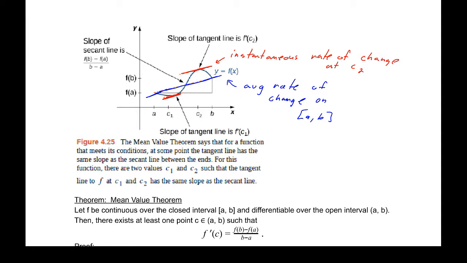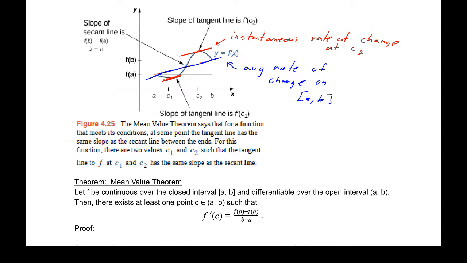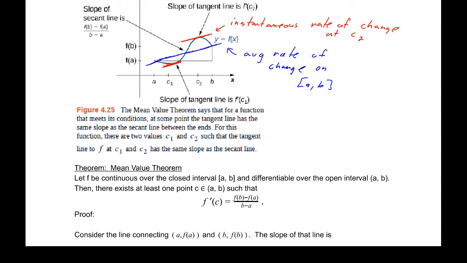So this says there is at least one point in the interval such that the instantaneous rate of change equals the average rate of change. Okay, so let's begin the proof.